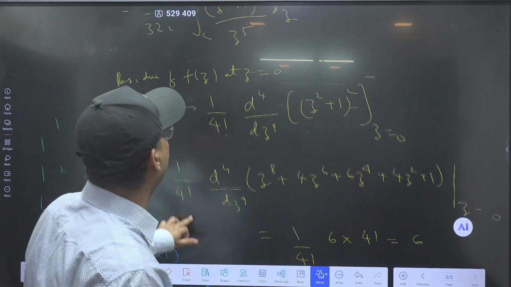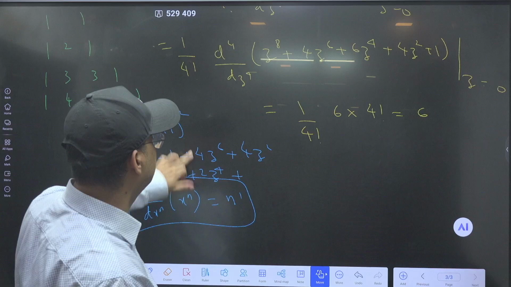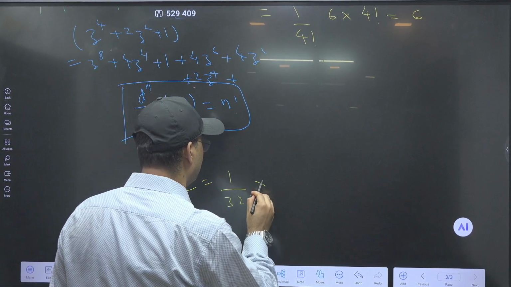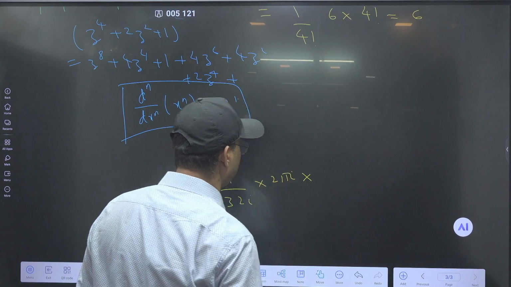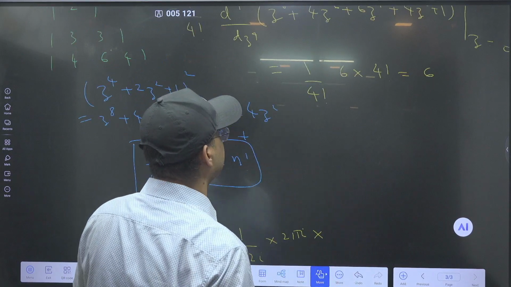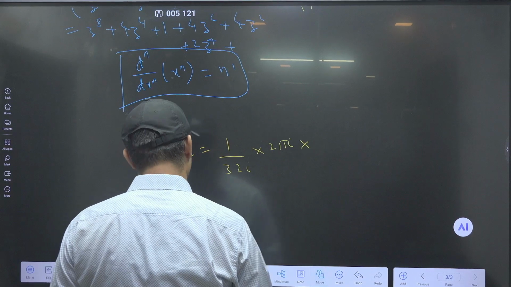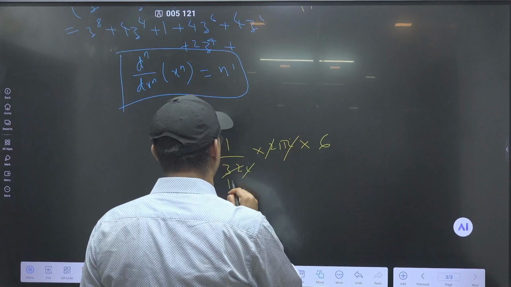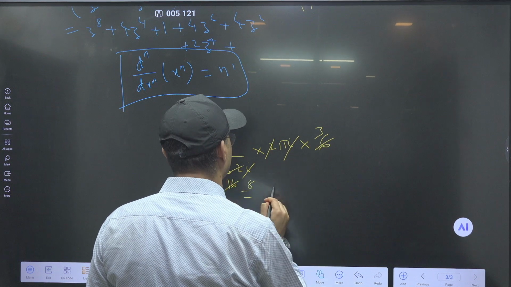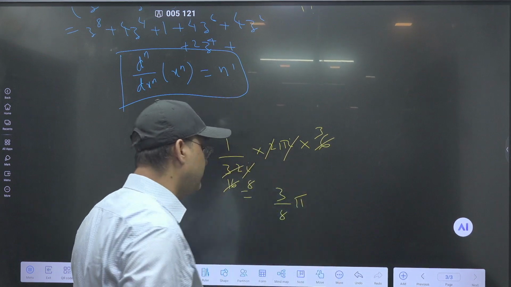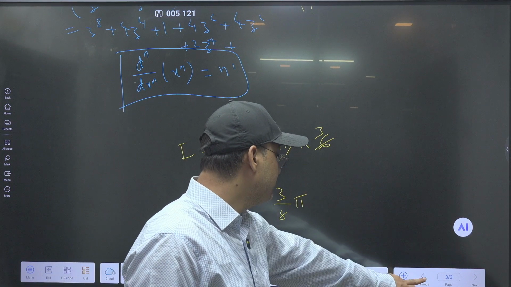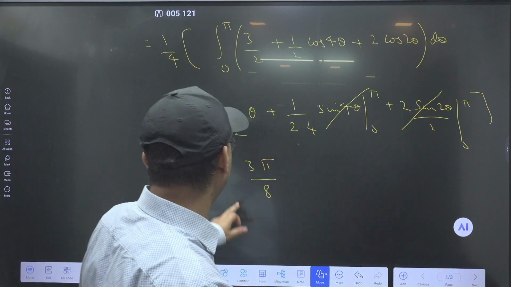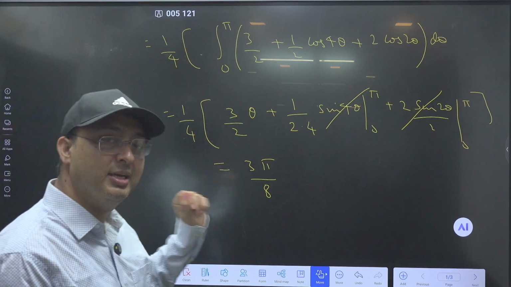Now I already have 1 by 32i. So this integral would be 1 by 32i into 2 pi i into the residue. What is the residue? The residue is 6. So i gets cancelled. This is 3, this is 8. So 3 by 8, 3 pi by 8 is the answer. This is what you got in the previous analysis as well. 3 pi by 8 is the answer.